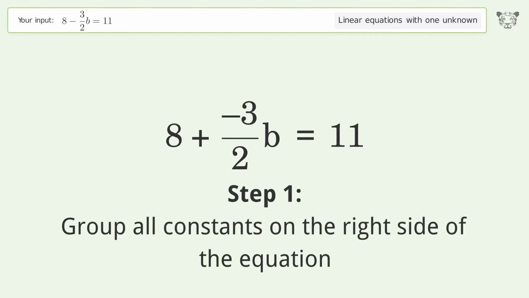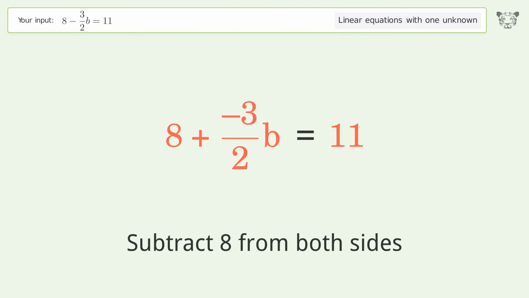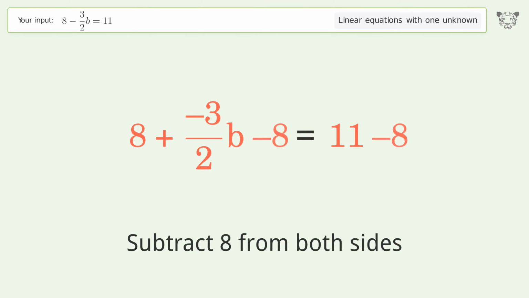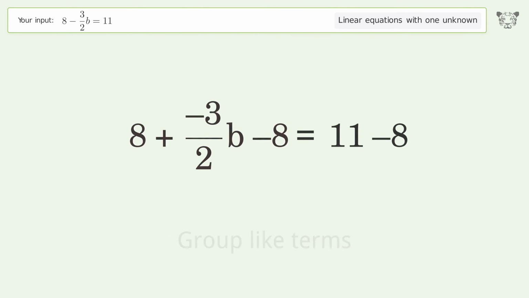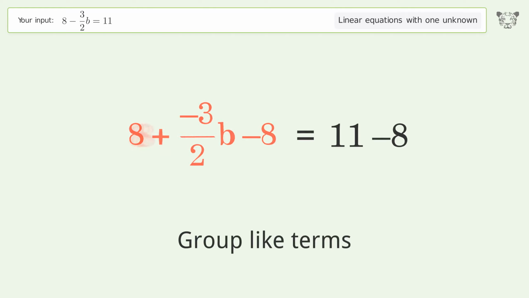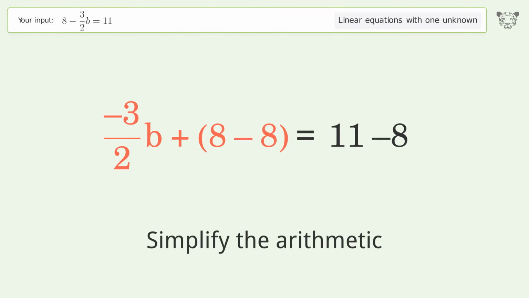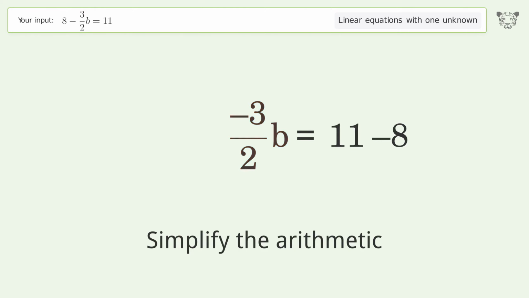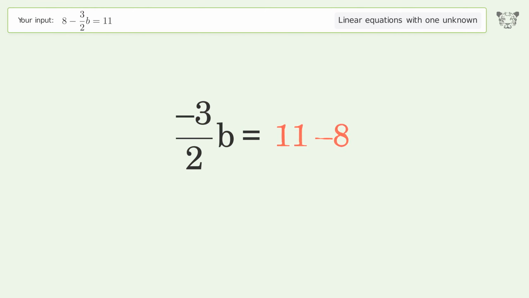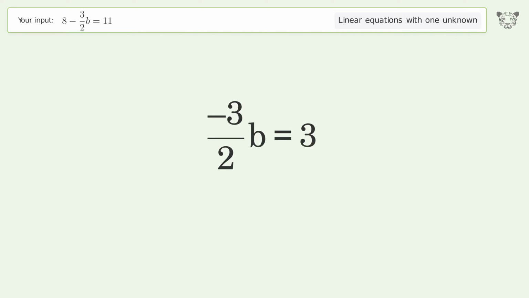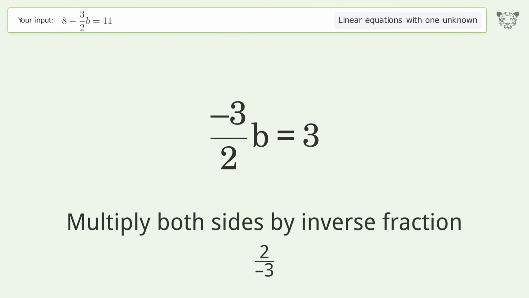Group all constants on the right side of the equation. Subtract 8 from both sides. Group like terms. Simplify the arithmetic. Isolate the b. Multiply both sides by inverse fraction 2 over -3.